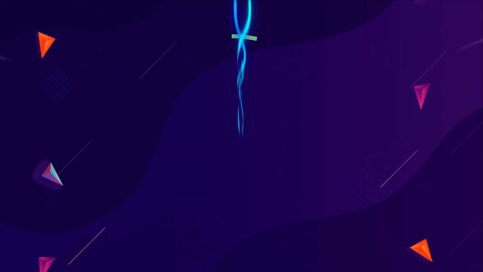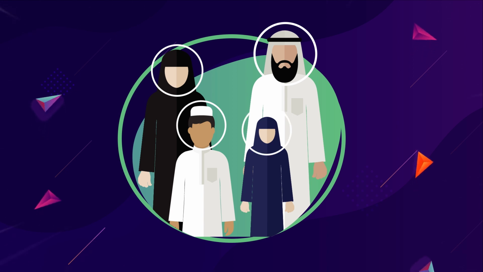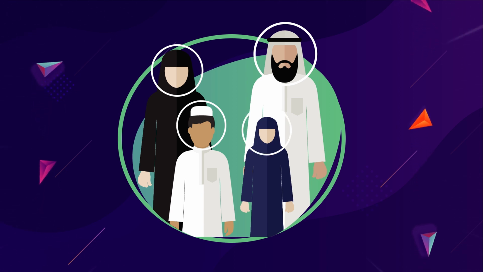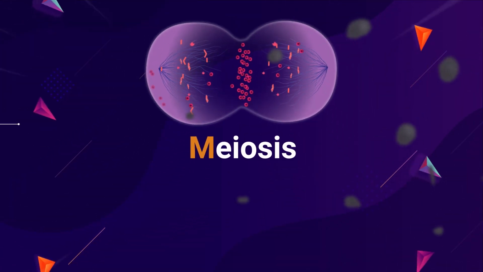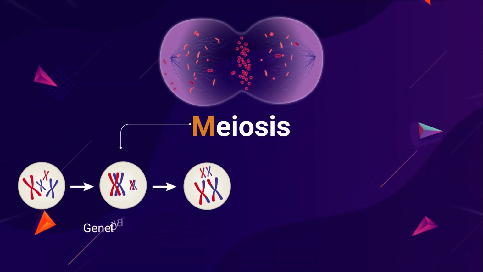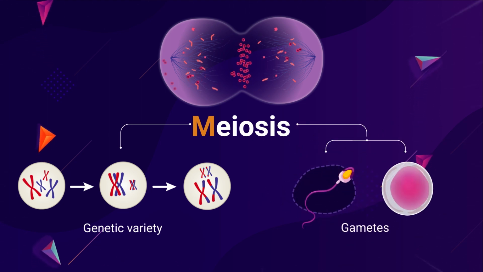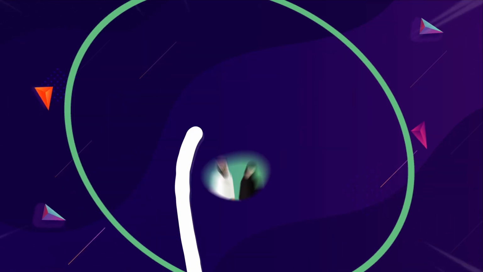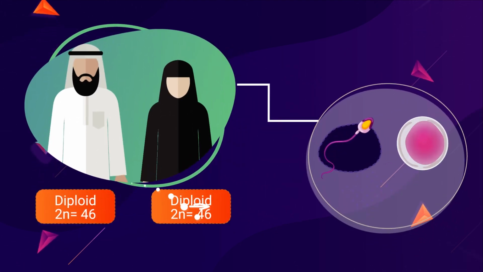Meiosis. Have you ever wondered why siblings do not look exactly like their parents or even look so different from each other? The answer lies in the process of meiosis. Meiosis is a process that contributes to genetic variety, and it makes sperm and egg cells, otherwise known as gametes. So meiosis is a division process that takes us from a diploid cell to haploid cells.